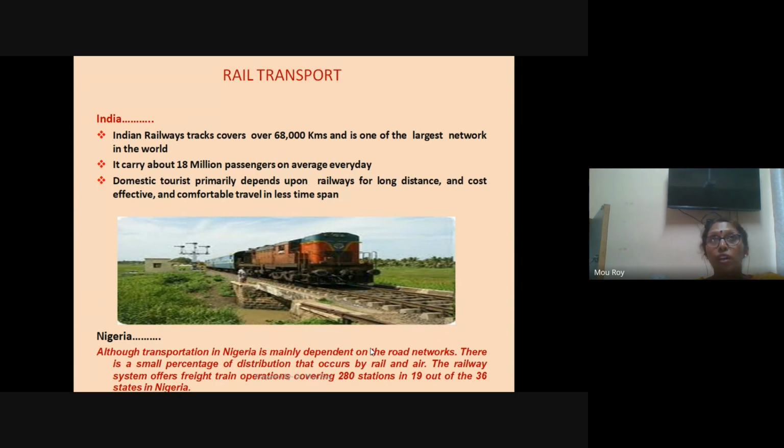Now, not only that, in our country, railways is divided into zones like Southern Railway, Eastern Railway, Northern Railway, Southeastern Railway, and Western Railway. So there are so many zones. Especially from one place to another, one station to another, one state to another. The domestic tourist primarily depends upon railways, especially for long distance, cost effective and comfortable travel in a very short time span.